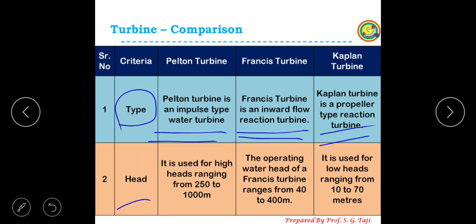With respect to head criteria, Pelton turbine is used for high heads, ranging from 250 to 1000 meter. Francis turbine, the operating water head of a Francis turbine ranges from 40 to 400 meter, whereas Kaplan turbine is very low head, 10 to 70 meters.